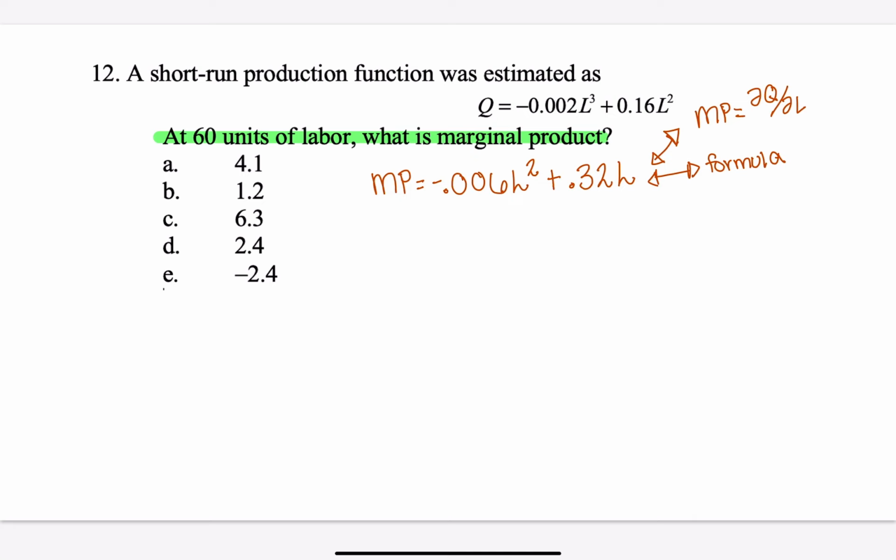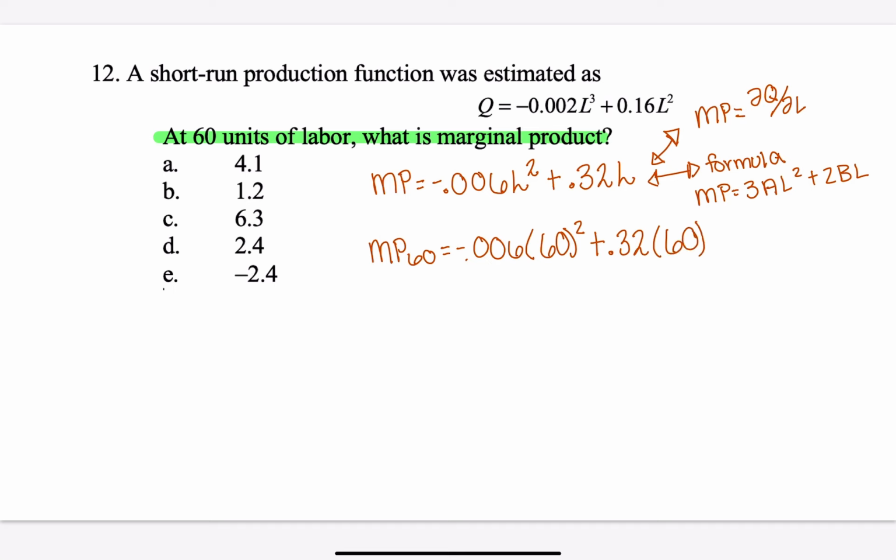And that formula was marginal product equals 3A L squared plus 2BL. Doesn't matter which way, they give you the same information. So in this, we're going to plug in 60 for our L. So it's going to be negative 0.006 times 60 squared plus 0.32 times 60. So our marginal product at 60 is negative 2.4.